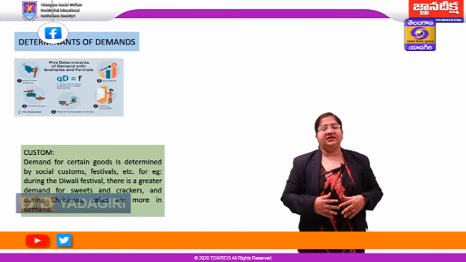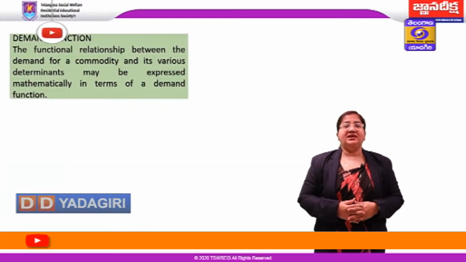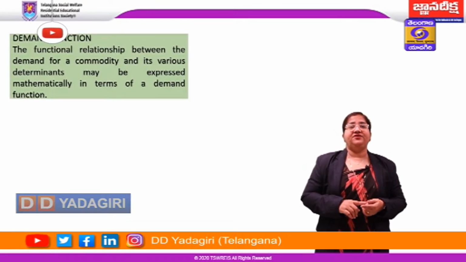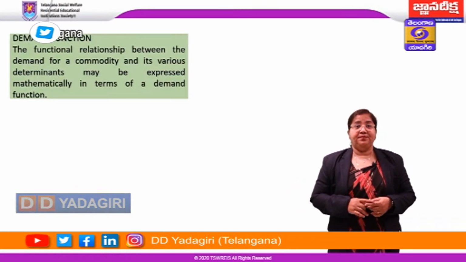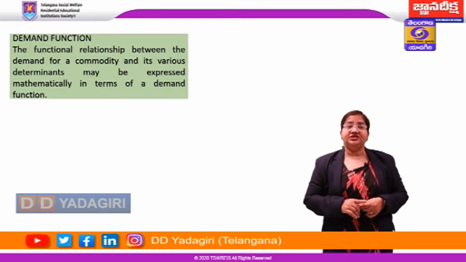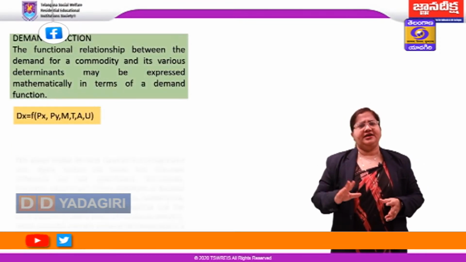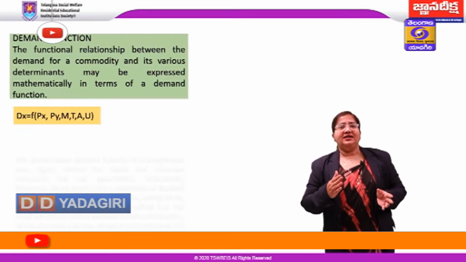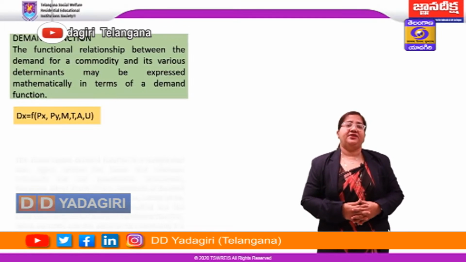Now, we will move to the next topic, that is the demand function. See here, what is this demand function? The functional relationship between the demand for the commodity and its various determinants may be expressed mathematically in terms of a demand function. Thus, here Dx, x is the commodity, the functional relationship between the quantity demanded of x and all its determinants, that is mathematically expressed as a demand function.